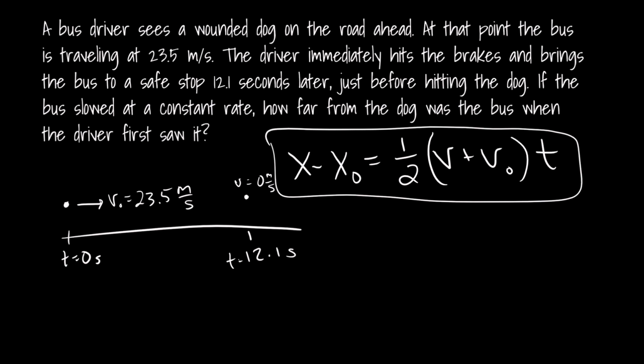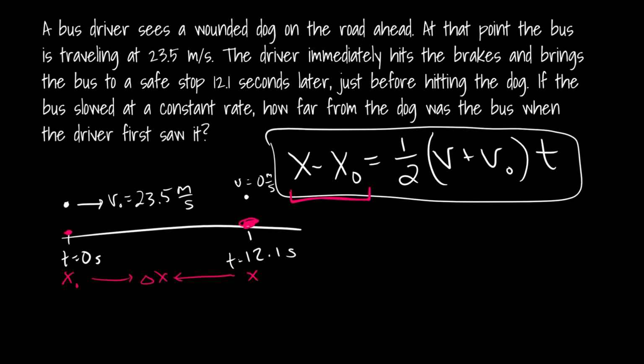So the question is, if the bus slowed at a constant rate, how far from the dog was the bus when the driver first saw it? We are trying to find basically the displacement. So here's the initial x position, here's the final x position. We want to find how far away these two positions are. So we're finding the displacement here, between where the dog was and where the bus was when the driver initially saw it.